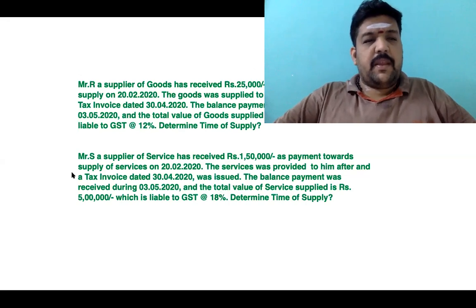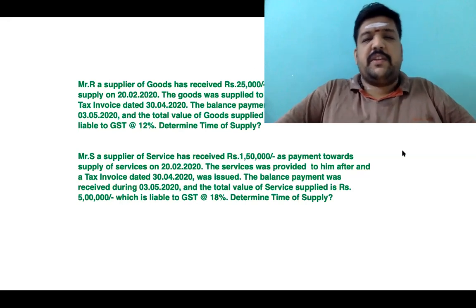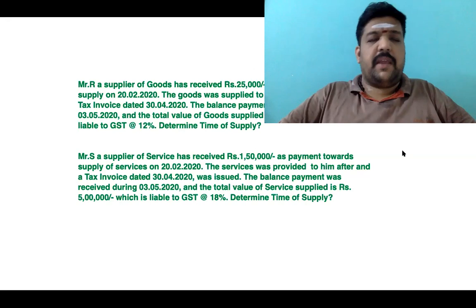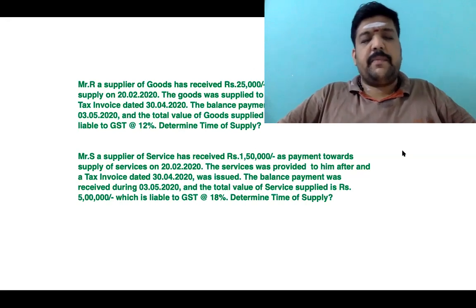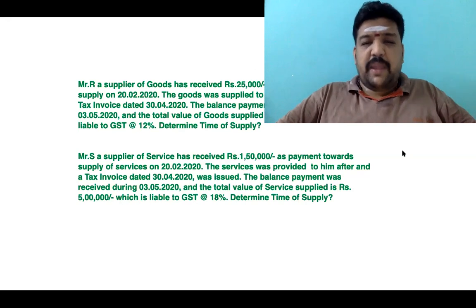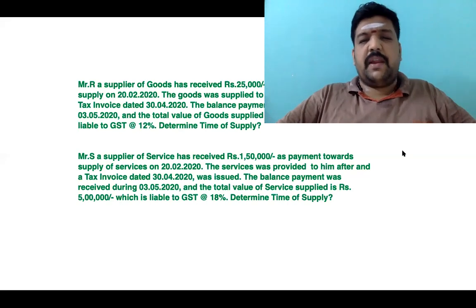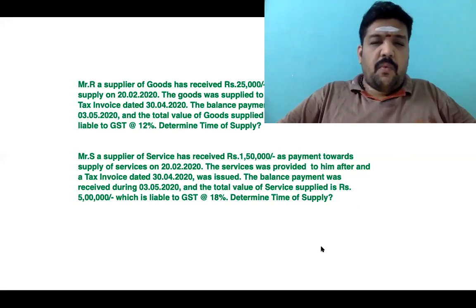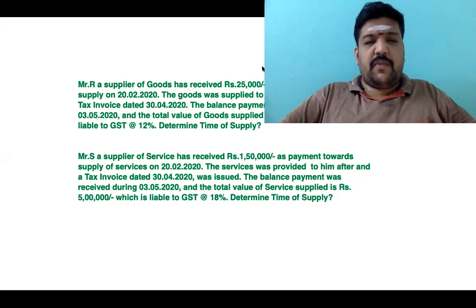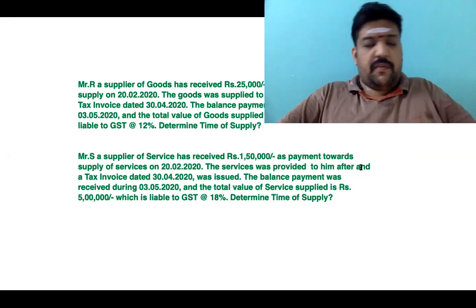Coming back here, the question goes like this. Mr. R, a supplier of goods, has received rupees 25,000 as payment towards supply on 22/2020. The goods were supplied to him after manufacture by tax invoice dated 34/2020. The balance payment was received during 3/5/2020, and the total value of goods supplied is rupees 1 lakh, which is liable to GST at the rate of 12%. Determine the time of supply of goods.